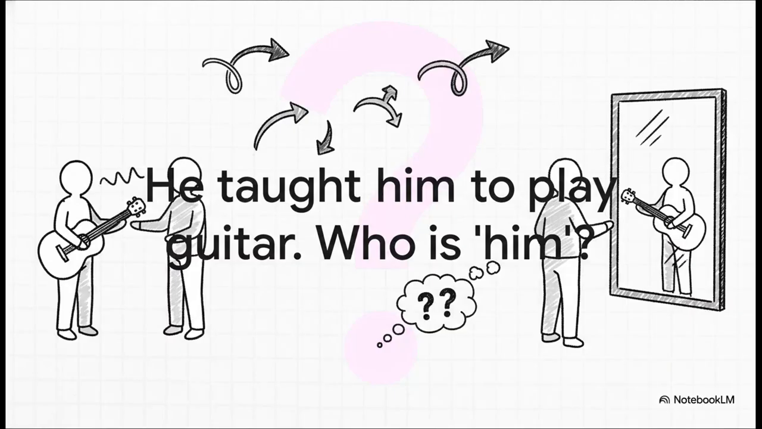Okay, let's look at this sentence right here. He taught him to play guitar. Now think about it for a second. Who is him? Who's the student? Is he teaching his brother, his friend, or is he actually teaching himself? As it's written, it's pretty confusing. We just can't be sure if there are two people in the story or only one. And honestly, this kind of puzzle pops up all the time in English.